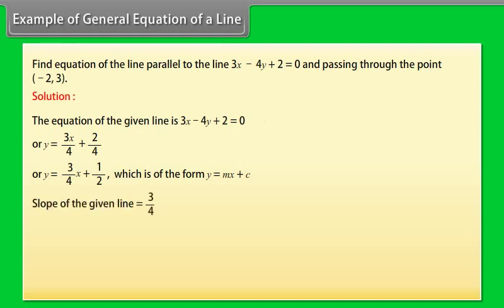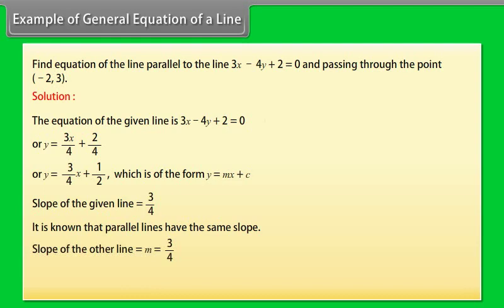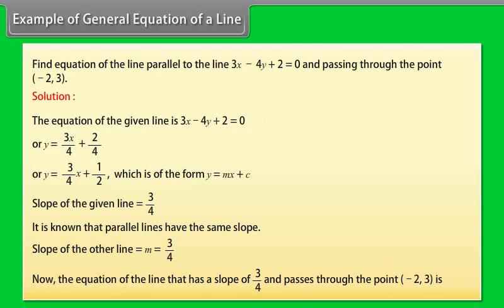The slope of the given line is 3/4. It is known that parallel lines have the same slope. So the slope of the other line, that is m, is equal to 3/4. Now the equation of the line that has a slope of 3/4 and passes through the point (-2, 3) is 3x - 4y + 18 = 0.